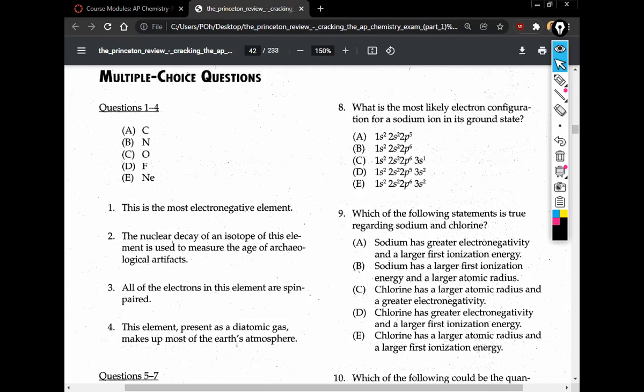Alrighty, you guys ready to go? Yes. Okay, let's go with number 1. Now, number 1, Mr. Pepik mentioned that last time. What is the most electronegative element?